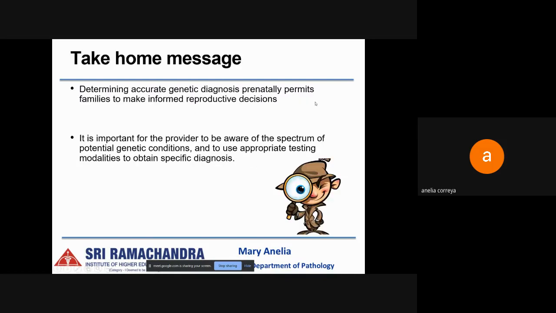So finally, coming to the take-home message, we have to determine various genetic disorders properly, which will help families to make informed reproductive decisions. And also, as healthcare providers, we should be aware of the spectrum of genetic conditions and the appropriate testing methods to obtain the specific diagnosis.